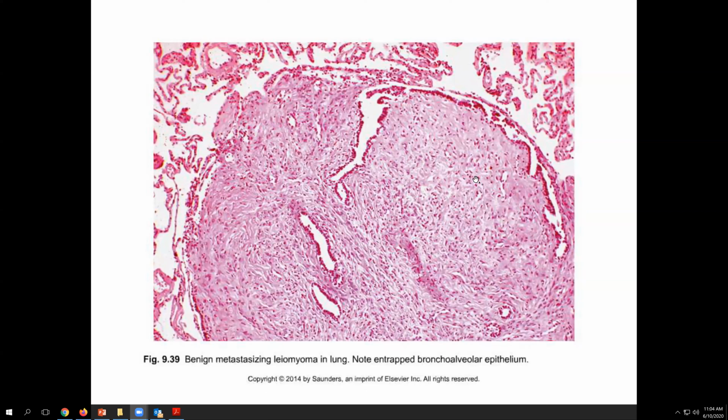And occasionally you'll find these metastasizing to the lung. This is an example of so-called benign metastasizing leiomyoma. Well, that concludes our discussion of smooth muscle tumors.